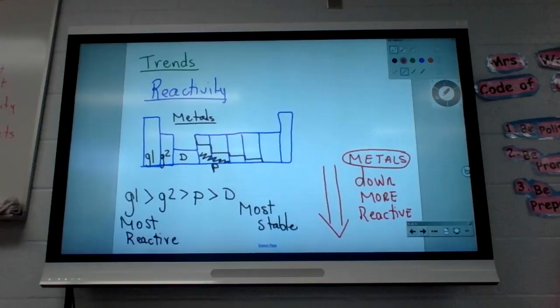That must mean non-metals are not going to follow that same pattern. Okay? Does everybody have what we need?